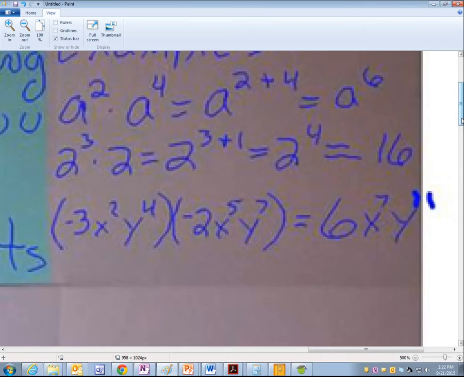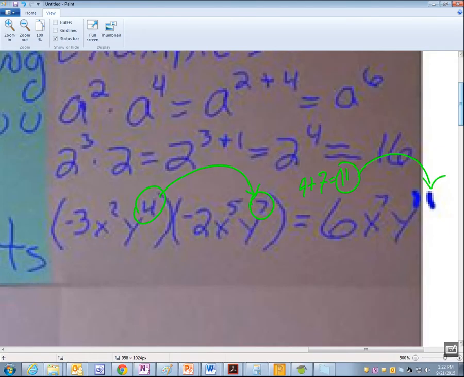What's Y2? I can't see it. That's y to the 11th, because we have y to the 4th times y to the 7th. 4 plus 7 is equal to 11. So that goes here.